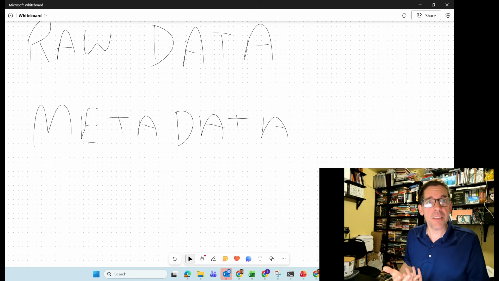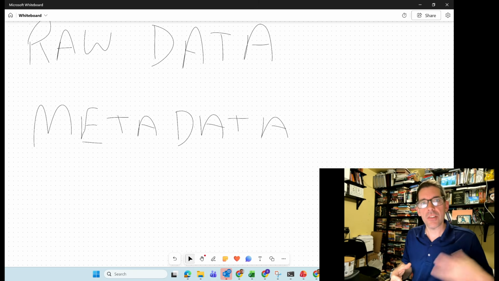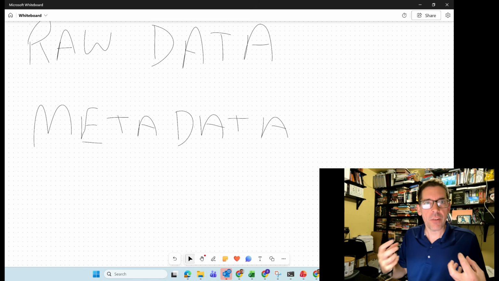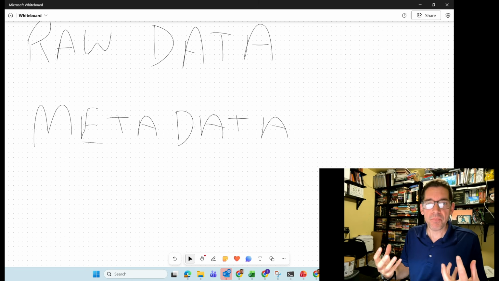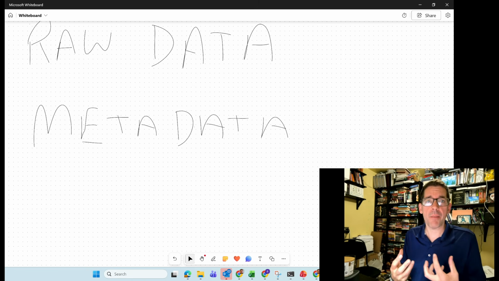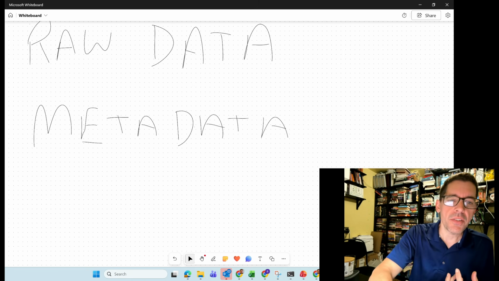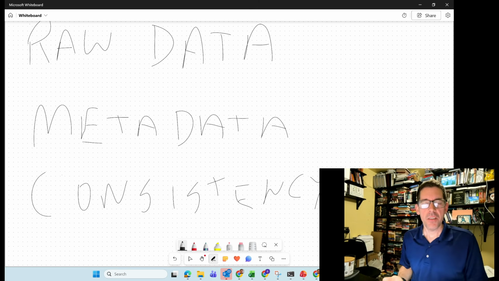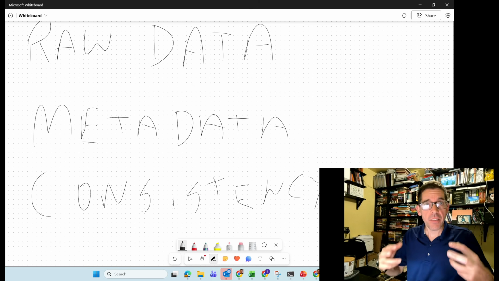That's one of the cool things about a modern database. This was actually one of the groundbreaking things about DBMSs, that not only does it store the data, but it also is self-describing, right? So any good database is self-describing. And then the third thing that we talk about that databases do is they enforce consistency.